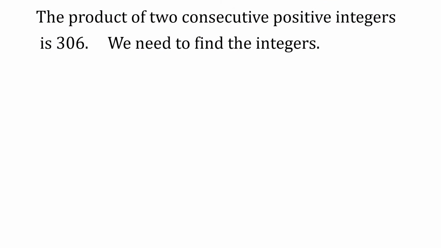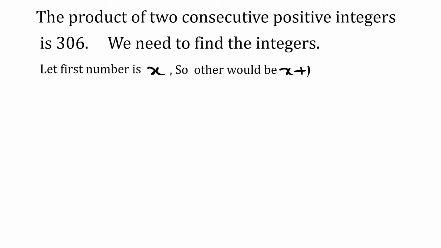In this question it is given that the product of two consecutive positive integers is 306. We need to find the integers. Here we are given two things. First is the product of two integers and secondly those integers are positive. So let the smaller of the positive integers, or the first number, be x. The other would be x plus 1 because they are consecutive integers and consecutive integers differ by 1. Now taking their product, x times x plus 1, that is given to be 306.